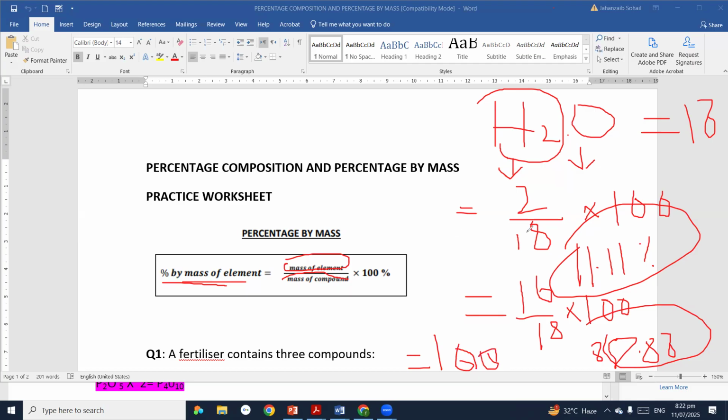Yes, beta, is it clear? Yes, any confusion in it? Beta, is it clear?